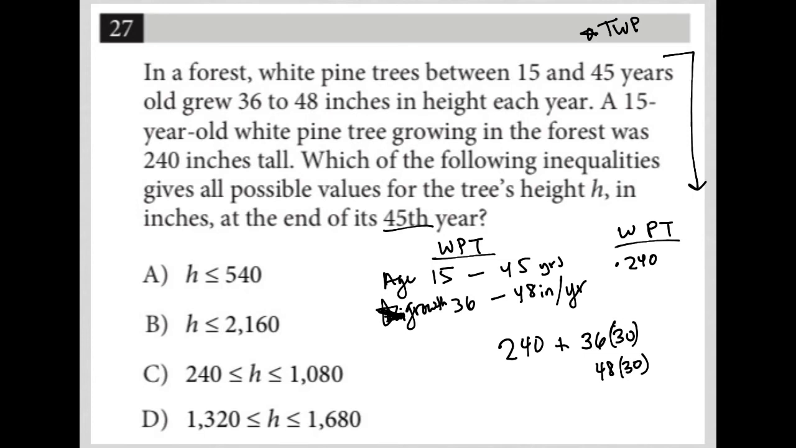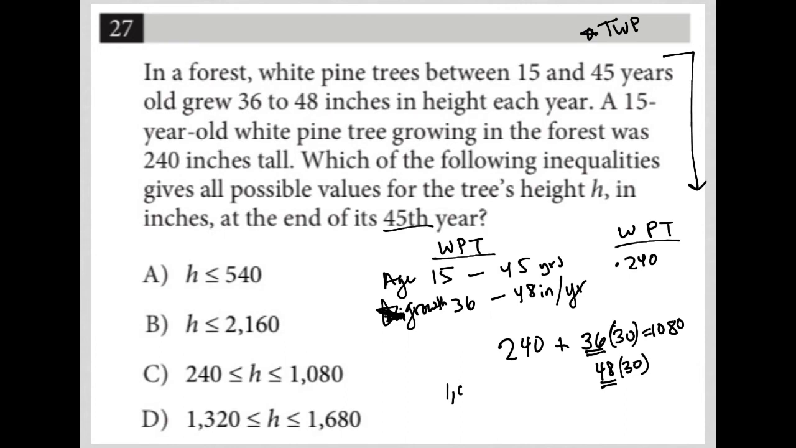So I go to my calculator, and again, this is 36 inches. So if it's growing at the lowest possible rate for 30 years, it's going to be 36 inches per year, so 36 times 30. If it's growing at the highest growth rate per year, it's growing at 48 inches over 30 years, so 48 times 30. And I want to figure out what those numbers are. So 36 times 30 is 1,080, right? So that's the smallest it'll be.